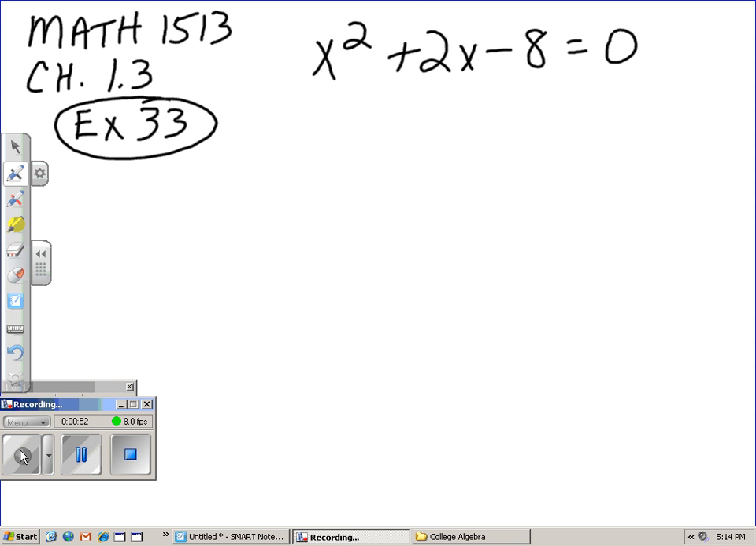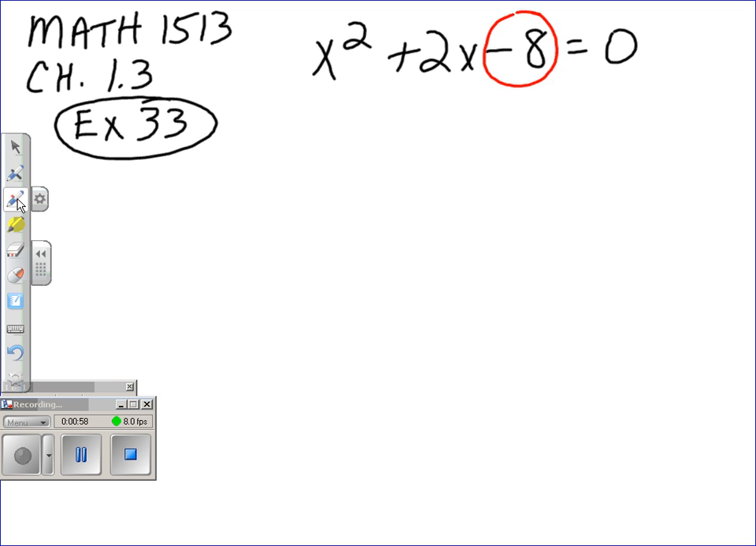So we start with this, x squared plus 2x minus 8 equals 0. What I need is the perfect number in this spot right here. And I'm just going to tell you right now, negative 8 is not the perfect number. So what I need to do is move it out of the way. I'm going to move it over to the other side, and I'm going to put the perfect number there that'll make this break into a perfect square.